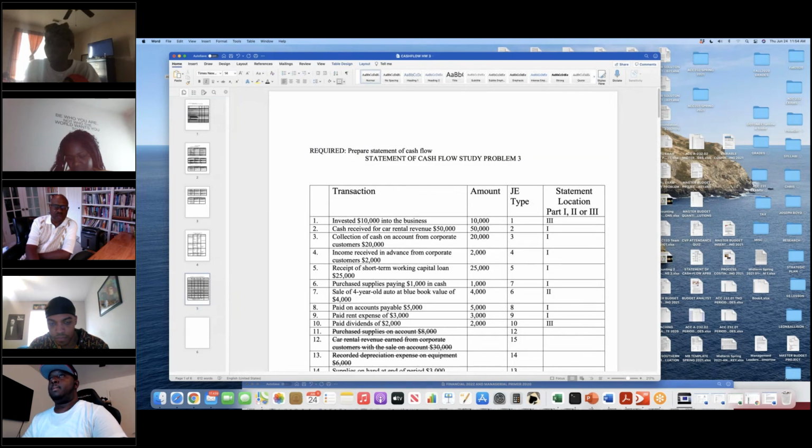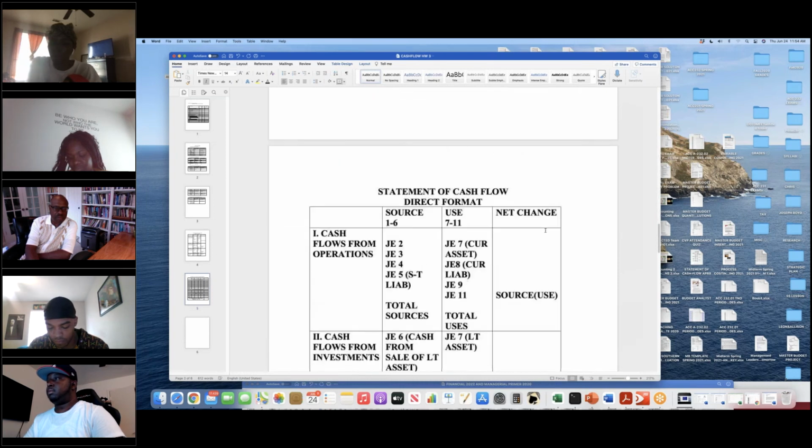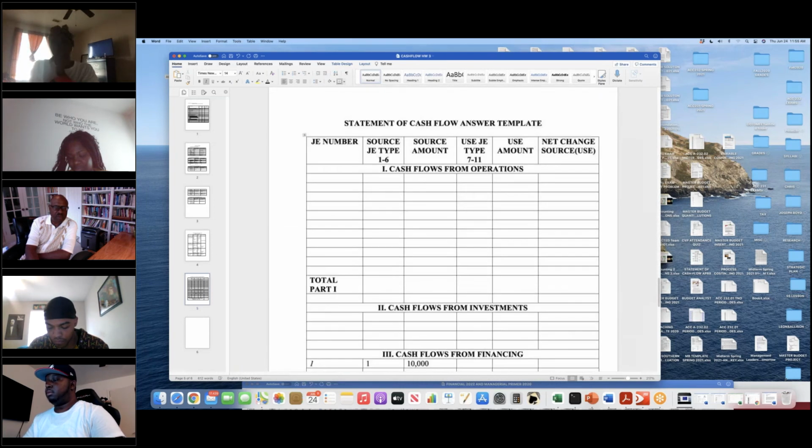Cash received for car loan revenue, $50,000. It's a type 2, and it goes in part 1. So we're going to go down here to part 1. This is journal entry number 2. It's a type 2, and the amount's $50,000.